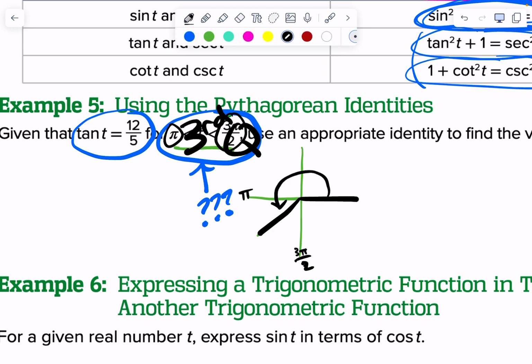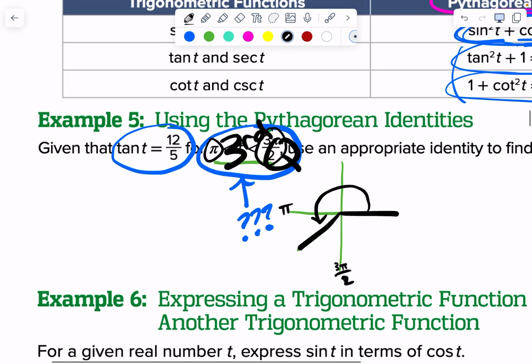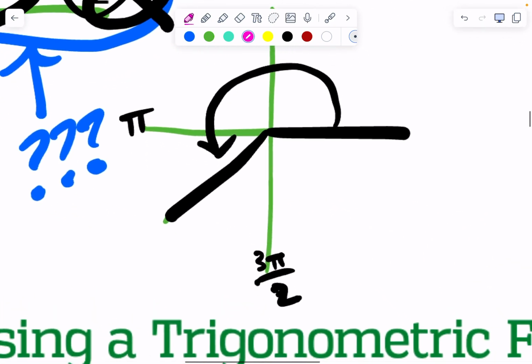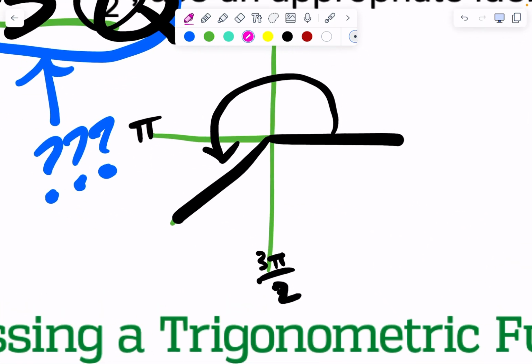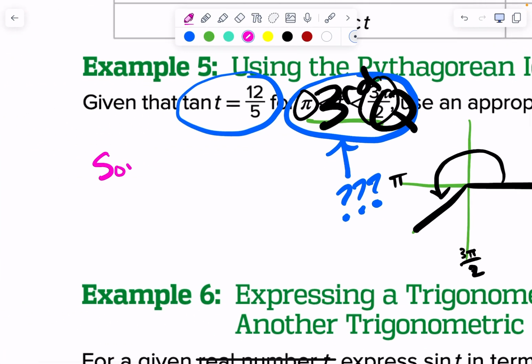All right. They want me to find the value of secant. I'm not going to use a Pythagorean identity to do this. You can, but I don't want to. Here's the deal. We're going to go off script here. I'm going to show you using SOHCAHTOA how this works, because that's something you're familiar with.